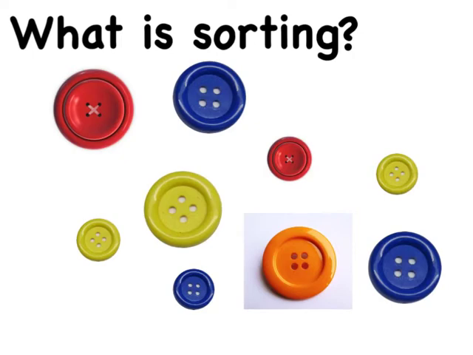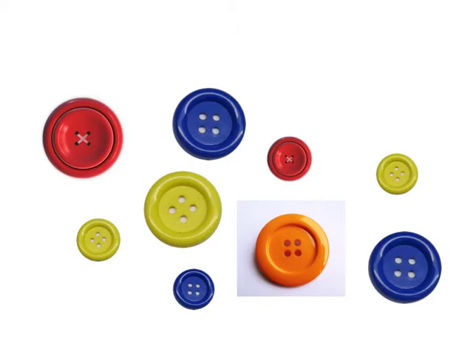Sorting is when you take a group of objects. Today we have buttons, and you organize them by something called a characteristic. A characteristic is something that the objects have in common. So let's get started. I see here we have a group of buttons, and we mentioned that we sort by finding a characteristic, or something that they have in common.